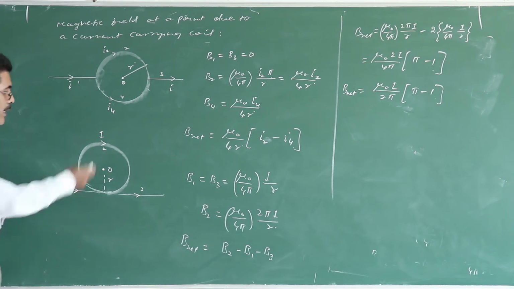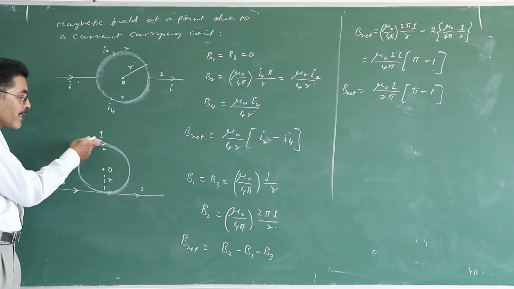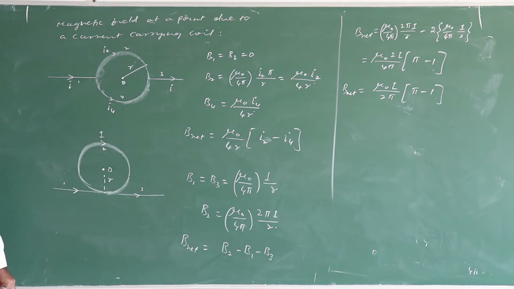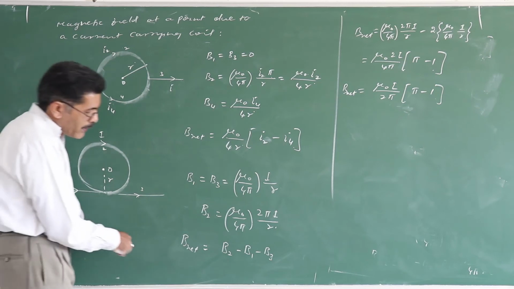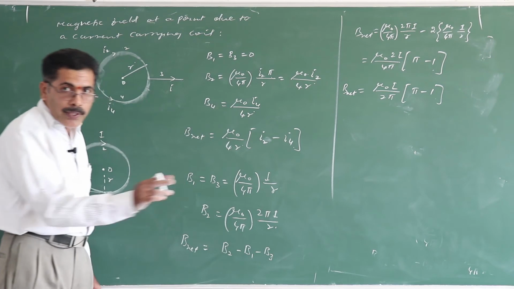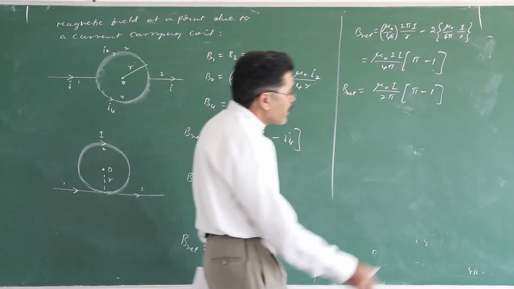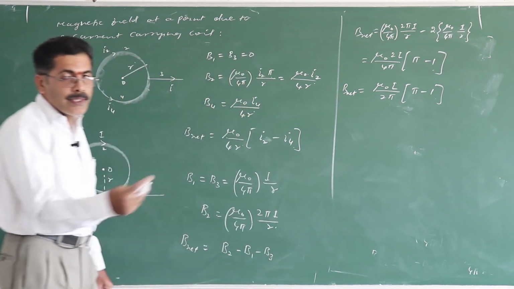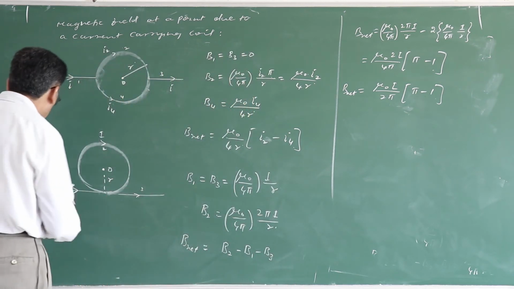Okay. See, if the current is in this direction instead of this, if the current is here, all got added up. Have you got it? If I reverse the current, then net magnetic field is B2 plus B1 plus B3. All of them get added up. Then the equation would be pi plus 1. Have you got it? It's in that way you have to understand.